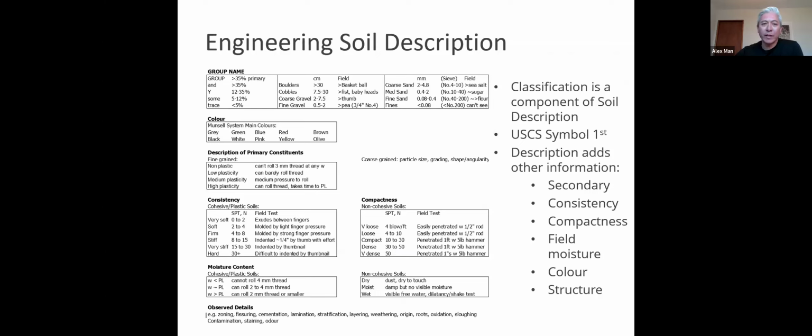All that classification system stuff can still be described even further. So when you're out there, don't forget the other things. This is just my cheat sheet that you can all use. Describe all the other things you're seeing, like the consistency, compactness. Is it really dense in the field? What's the moisture in the field? What's the color? Are you seeing any structure to it, like layering or fissures or things like that? They're all worth noting down.